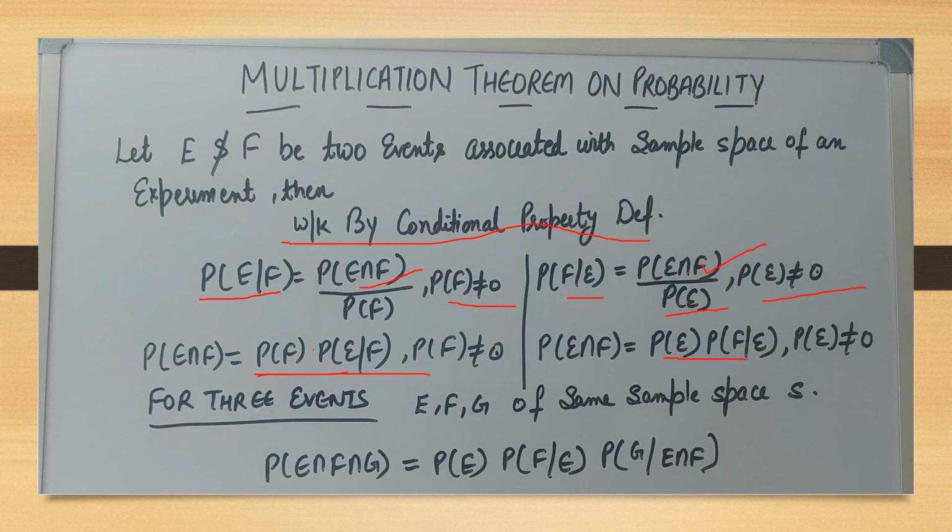And in case of three events, what will happen? Like E, F, G are events of the same sample space, and suppose first E has happened, then F has happened, then G will happen. So it will be like probability of E into probability of happening of F when E has happened, and then into probability of happening of G when your E and F both have happened, right?